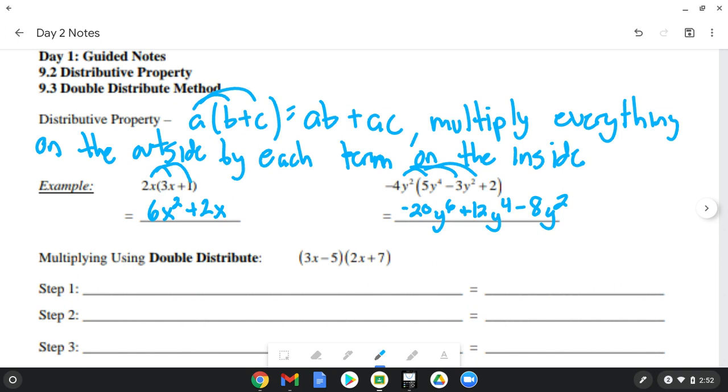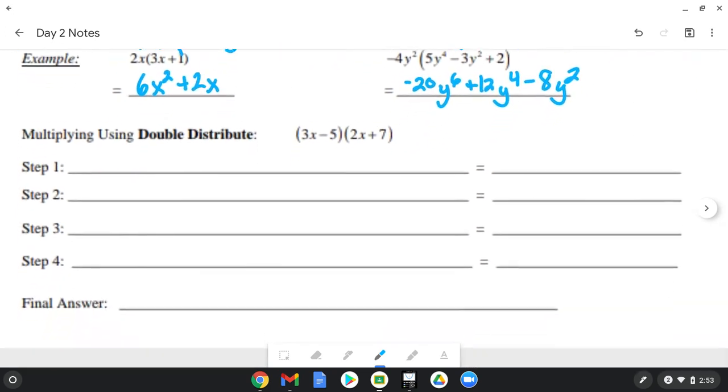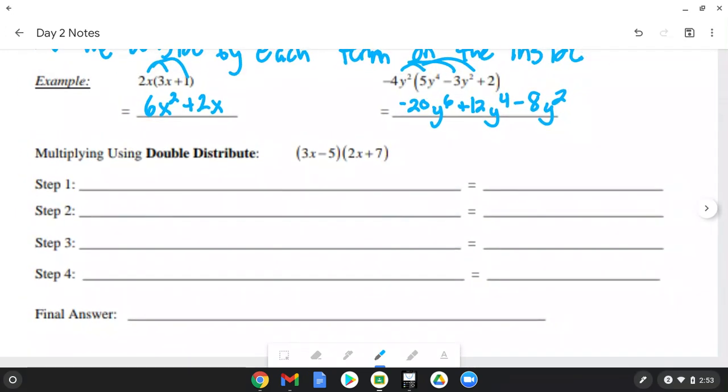Now we're going to add to that, and we're going to do what's called double distribute, which means that we're going to multiply 2 terms by 2 terms. So there's going to be 2 terms in front by 2 terms in back. So with this kind of distribution, we're going to have to distribute this first term by both terms and the second term by both terms. So step 1 is multiplying the first term times the first term. So the first term and each binomial are going to be multiplied by each other.